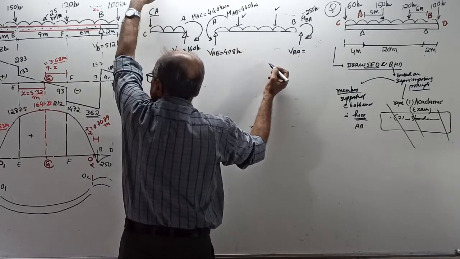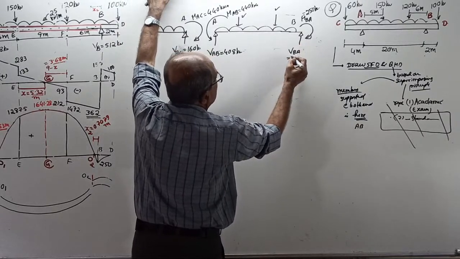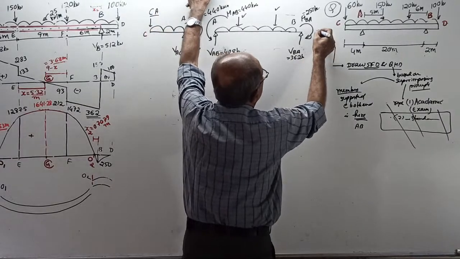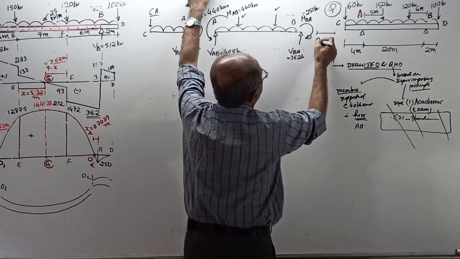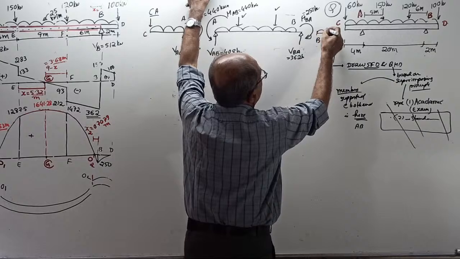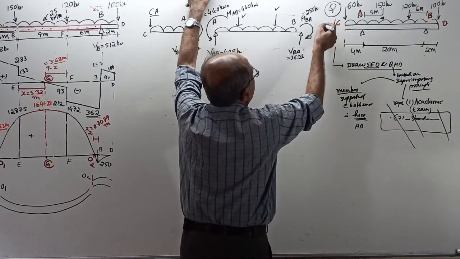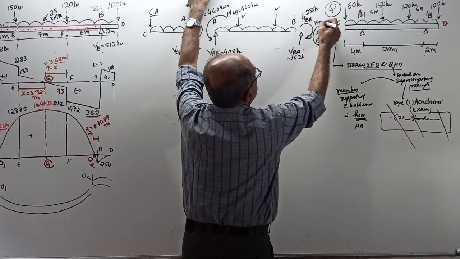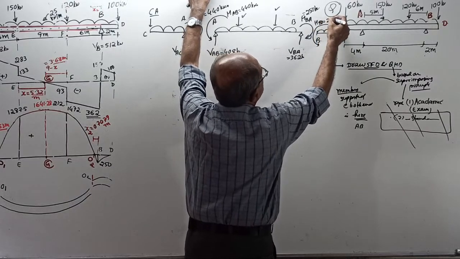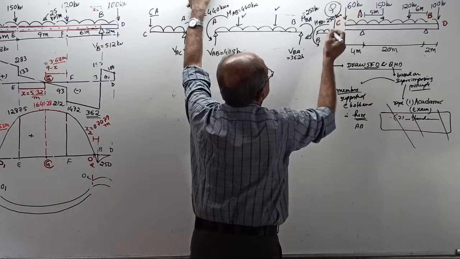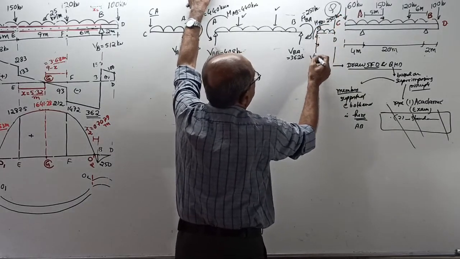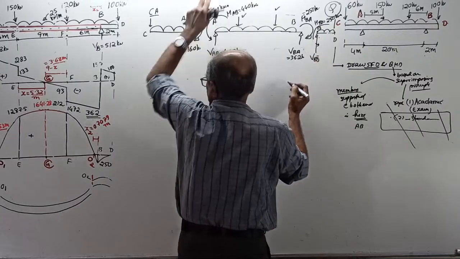That reaction will come 362 kilonewton. Yesterday it came. Okay. Then lastly, consider the free body of BD. UDL is there, point load is there. There is a moment here, anti-clockwise, MBD equal to 250 kilonewton meter. Eject body AB, and a vertical reaction VBD equal to 100 kilonewton.